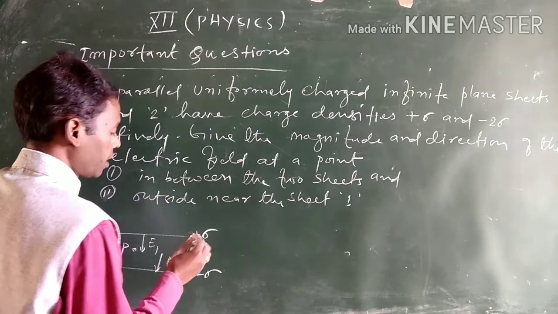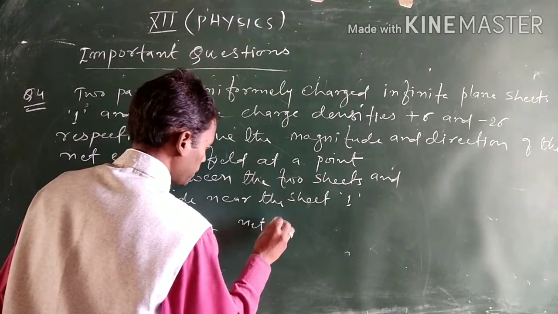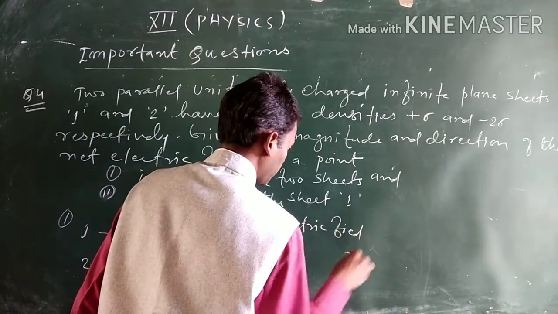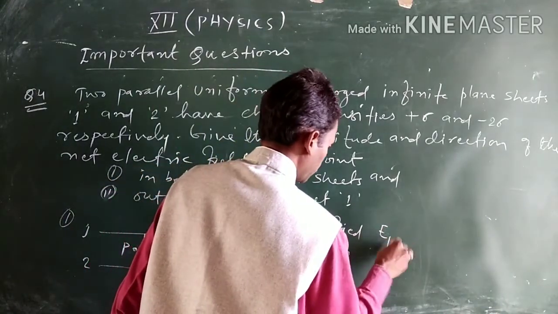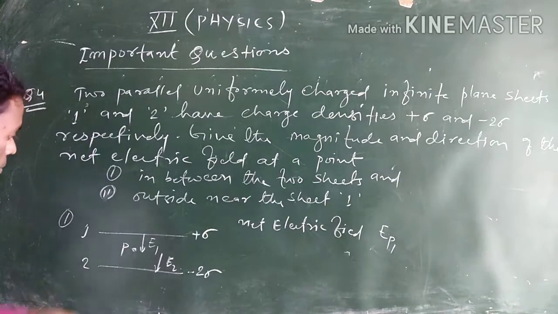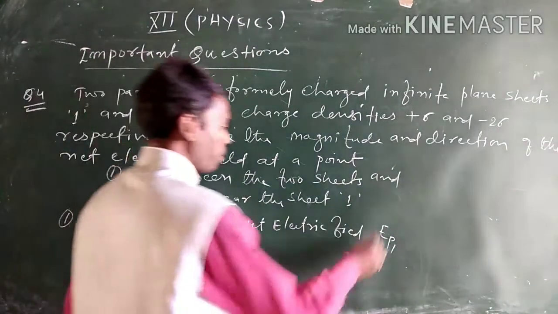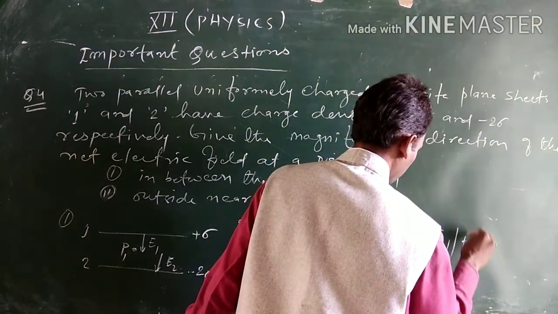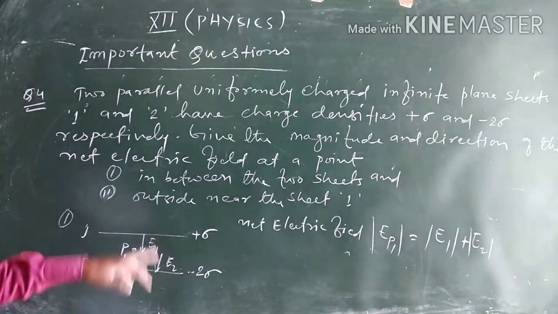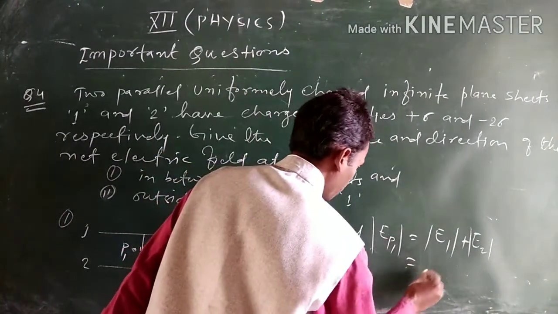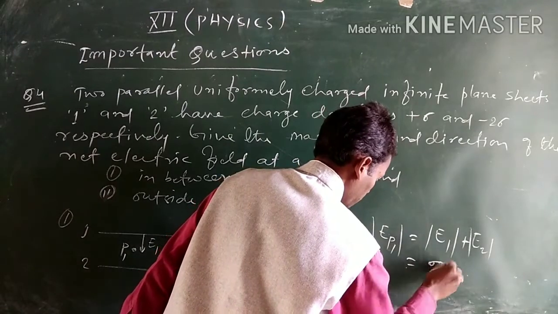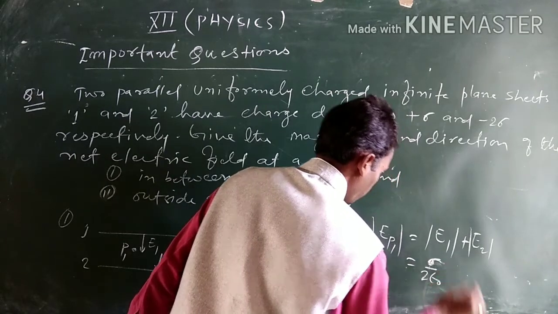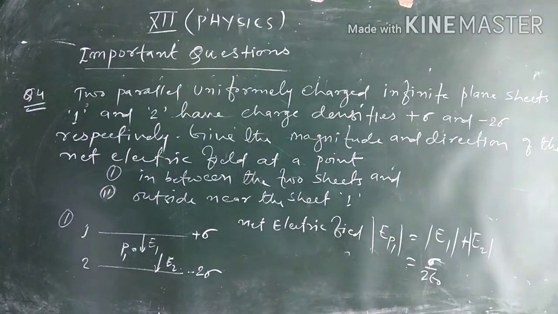That means here the net electric field, suppose this is P1 electric field. The magnitude of this one is equal to the magnitude of E1 plus the magnitude of E2. In the plane sheet, our electric field is equal to sigma divided by 2 epsilon naught. We have already learned this in the application of Gauss's theorem, right?